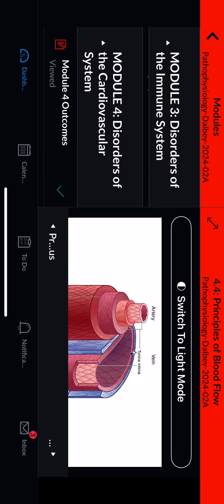Way less tone, much larger as well. And that allows this vein to hold more blood than the artery. And that's why veins are sometimes called capacitance vessels. Most of our blood at any given time is actually being almost stored in veins.